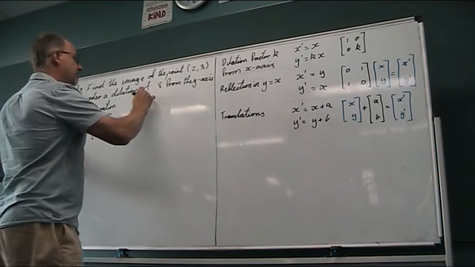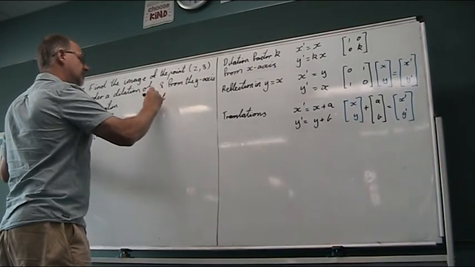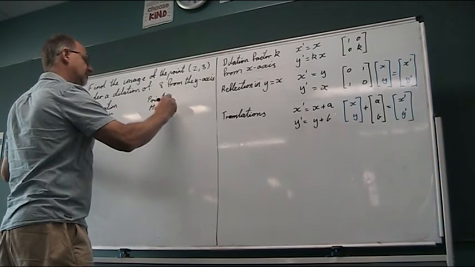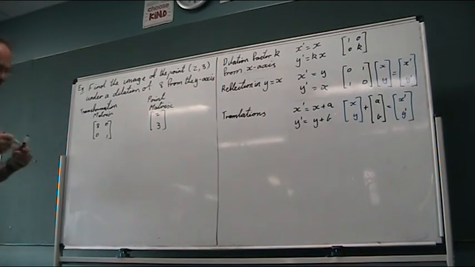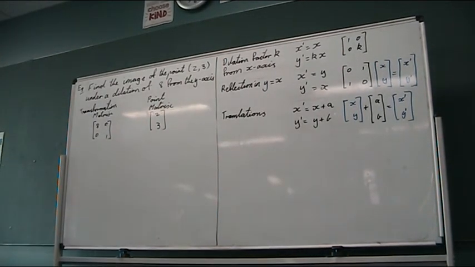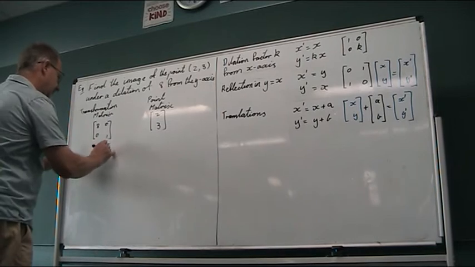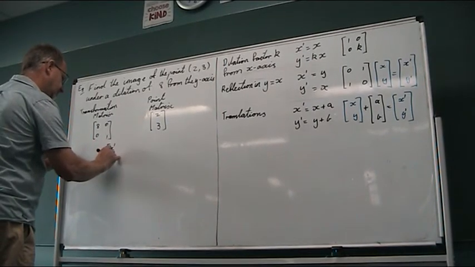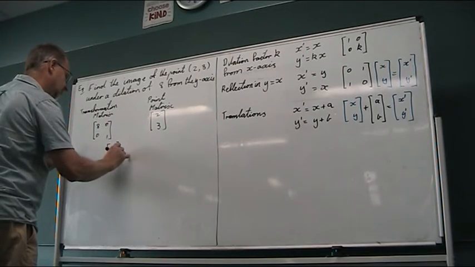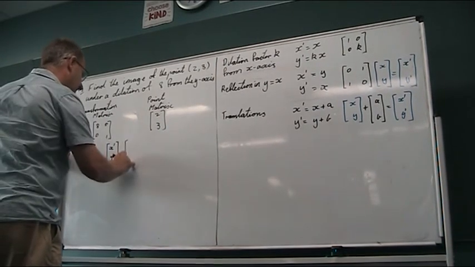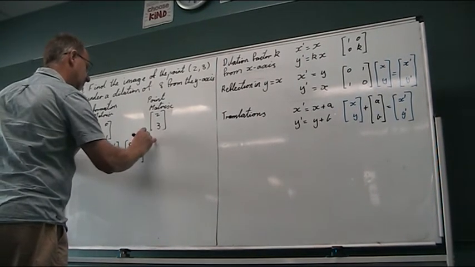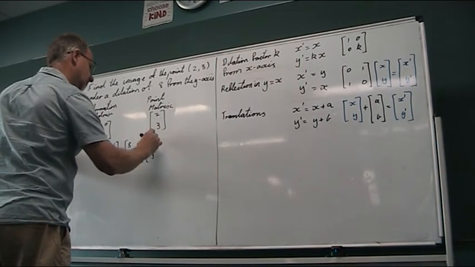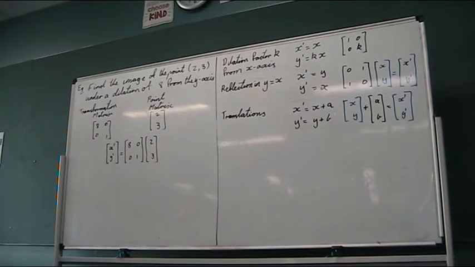Now, the point, we put the point in matrix form. So the point matrix would be the x at the top and the y at the bottom, so we end up with that. To find the image, we need to multiply those matrices together. So there's our matrix equation.